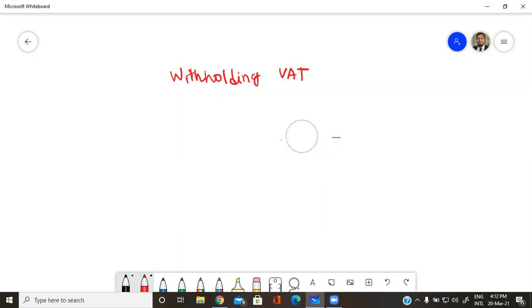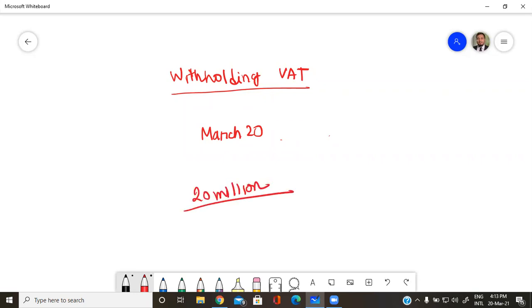And the question is, this withholding VAT has been collected by the responsible authorities. Can they keep this money with themselves? The answer is no, because this is money to be transferred to the end bearer. Say for example, today is March 20. An entity has withheld, say, 20 million VAT today from their transaction. In that case, this entity will be responsible for clearing this VAT payment within 15 working days, from the date on which they collected the withholding VAT.